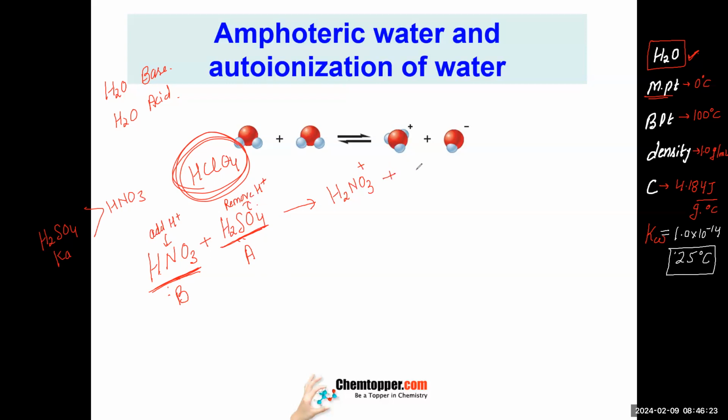And what else? Yes, Lisa, very good. HSO4 minus. Very good. See, that's what I'm trying to tell you: if you are a base and there is somebody else which is a stronger base than you, then you will start behaving like an acid. Rather than taking a proton, you will give a proton because the other one is stronger. So whoever is stronger will dominate.